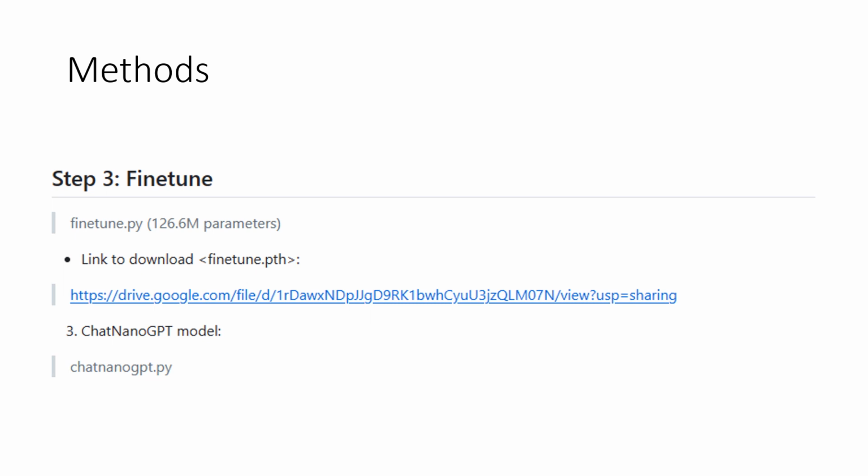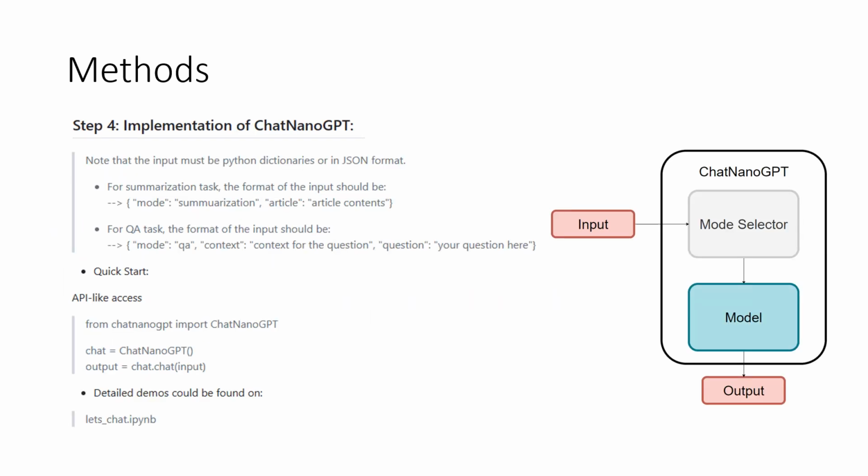And we also created an API-like ChatNanoGPT class for easy access to the model. ChatNanoGPT can take input as Python dictionaries or JSON format, following the syntax as shown here. It has to have a mode key to let the model know which task it should perform, and the modes are limited to summarization and question answering.